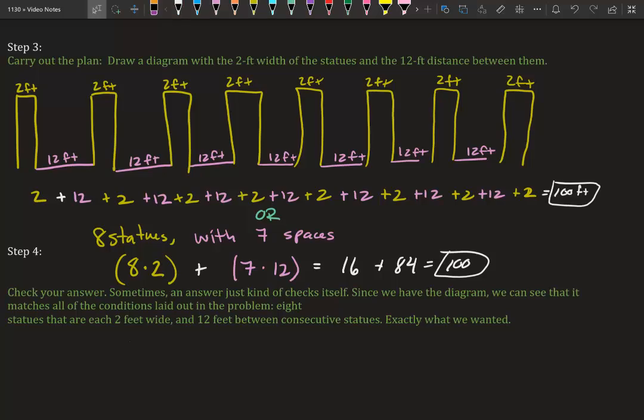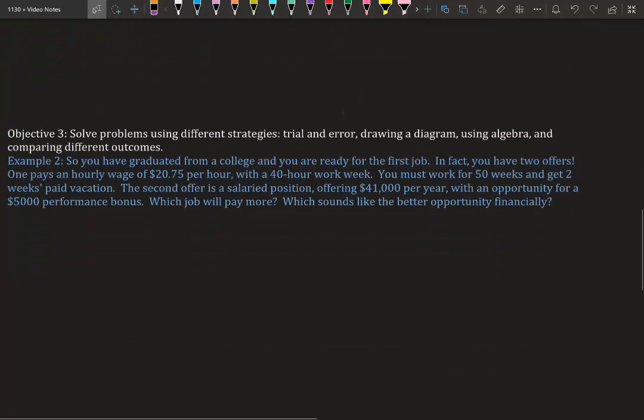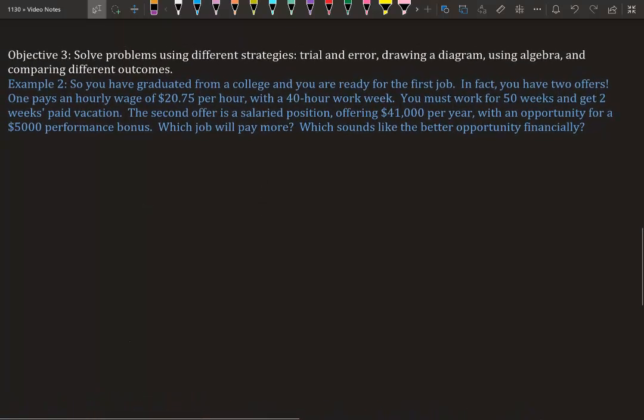Check your answer. That's our last step. Sometimes an answer just kind of checks itself. It just makes sense. Since we have the diagram, we can see that it matches all the conditions laid out in the problem. 8 statues that are 2 feet wide and 12 feet between consecutive statues. It's exactly what we needed. Alright, let's practice that again. Solve problems using different strategies: trial and error, drawing a diagram, algebra, using other ways to think about it.